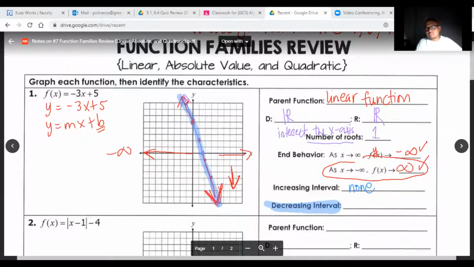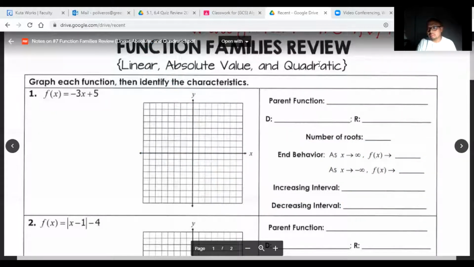Since there's a decreasing interval, the question now is where does it decrease? It decreases from the very start, not from the 5, which is the y-intercept, but it keeps going from further up there, from negative infinity. It's really going down from there, going to positive infinity, no matter what, from the leftmost to the rightmost. So the interval of decrease here is from negative infinity to positive infinity. That's the first one.